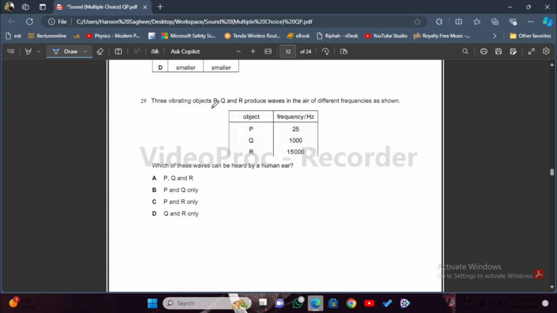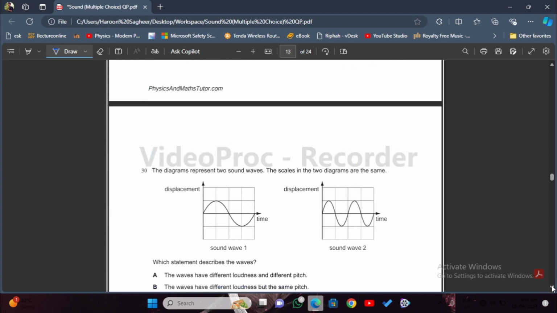Three vibrating objects, P, Q, and R, produce a wave in the air with different frequencies. P is producing 20 Hertz, Q 1000, R 15,000. Now which of these waves can be heard by the human ear? Well, 15,000, yes, we can hear it. So all of them can be heard, P, Q, and R. If you remember, the range is 20 Hz to 20 kilohertz, so all of them lie in the same frequency range.